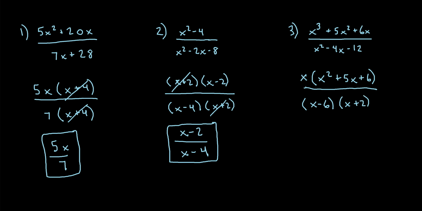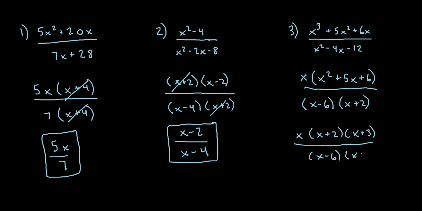So we're almost done, but we still need to factor this polynomial up here in the numerator. So we're thinking what numbers can multiply to positive 6 and add to positive 5? That would be 2 and 3. So we can write x plus 2 and x plus 3. And in the denominator, we still just have this x minus 6 and x plus 2.